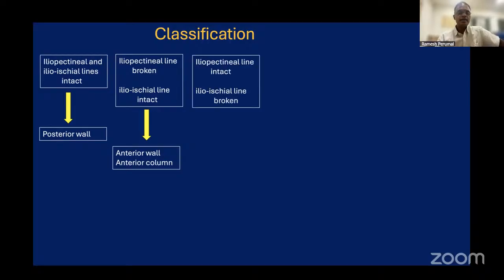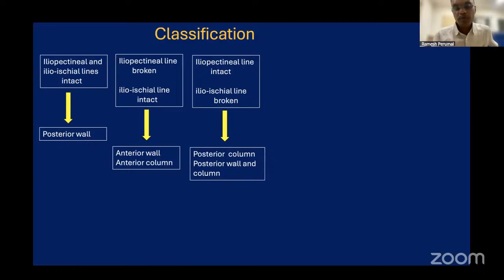And when the iliopectineal line is intact but only the ilioischial line is broken, it is always a measure of a posterior column fracture. Sometimes in an obturator view, when you see a posterior wall fragment also, it is a posterior wall and column fracture. When no lines have been broken, it is a posterior wall fracture; when the iliopectineal line is broken, it is an anterior wall and column fracture; when the ilioischial line is broken, it is a posterior wall and column fracture.